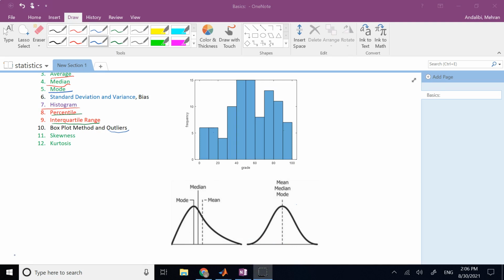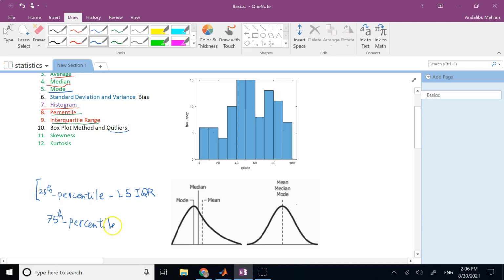So the box plot method says, if a data is inside the range of the 25th percentile minus 1.5 times the interquartile range to the 75th percentile plus 1.5 times the interquartile range.